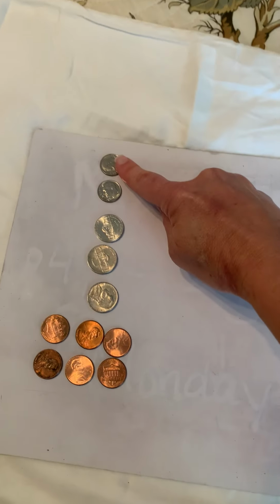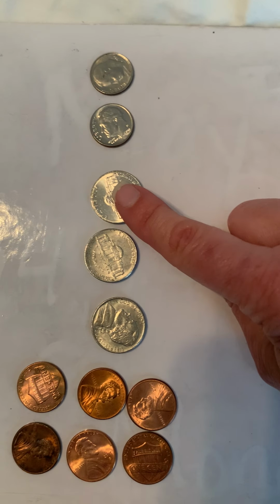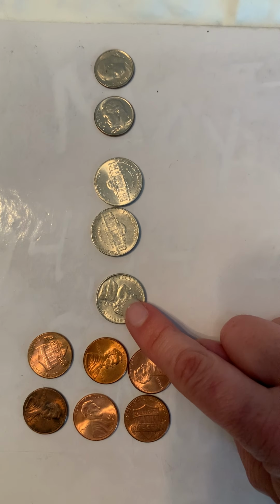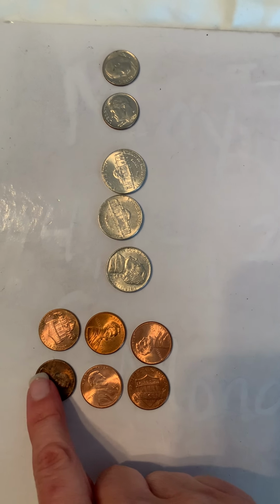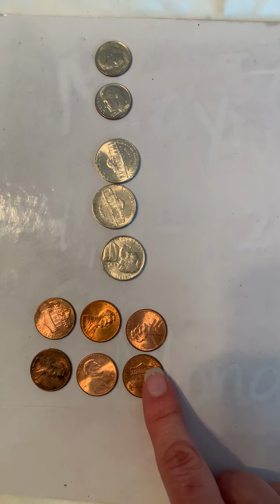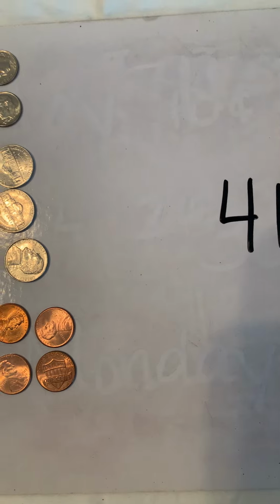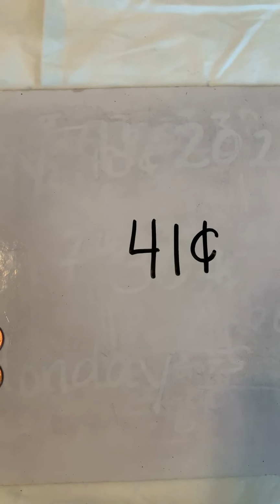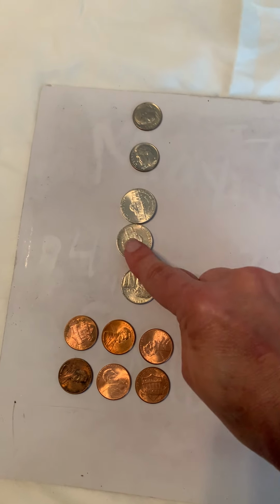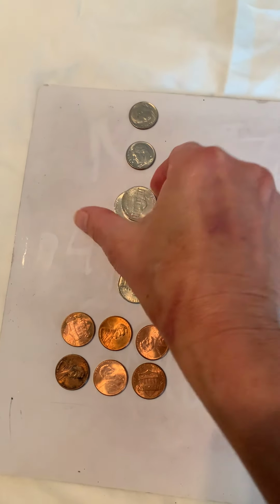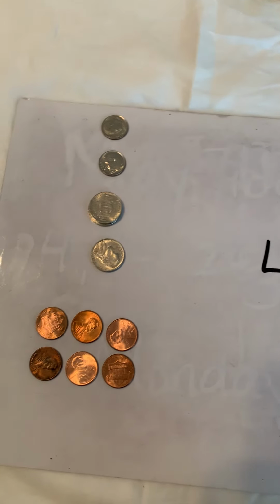We have our dimes. We say 10, 20. Now nickels, 25, 30, 35, 36, 37, 38, 39, 40, 41. 41 cents. Okay, let's stack it and add it. Okay, so I have my 10. Now 2 nickels I can stack, right? I can't stack this one. There's just one. And I don't have 10 pennies.